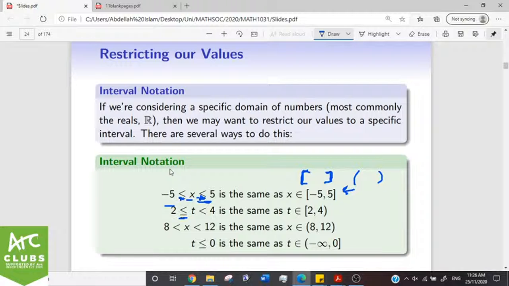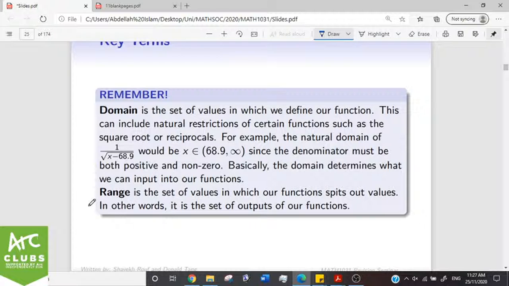If it's less than or equal to on one side and less than on the other side, then we do a square bracket on the side that it's less than or equal to, and a round bracket on the side that it's just less than. And if we don't have a lower bound, then we just do a round bracket with infinity. Similarly, if we say t greater than 1, then we would write this as (1, infinity). I won't dwell on that too much. You've probably seen that notation throughout the course.